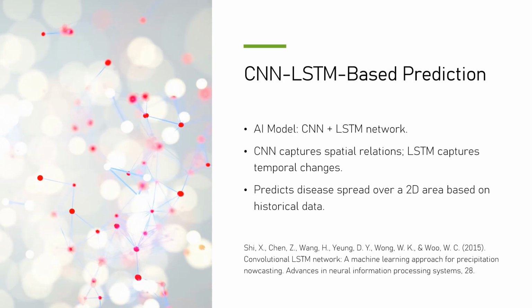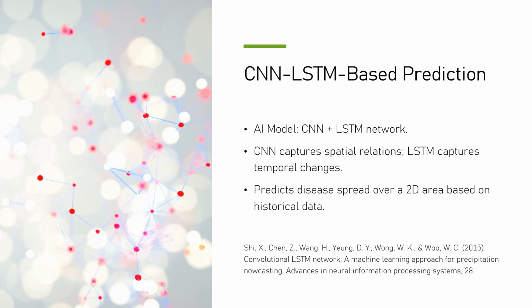Now, in this paper we use the CNN LSTM based prediction model that was originally proposed by Chen et al. in their seminal convolutional LSTM network work that came out in NeurIPS a few years back. Now, CNN obviously stands for convolutional neural network, and LSTM stands for long short-term memory network, and they are combined together, where CNN captures the spatial relations in the disease spread, and LSTM captures the temporal changes of the disease spread.